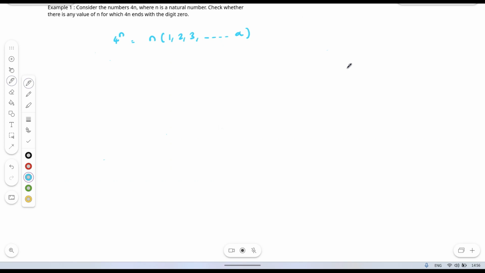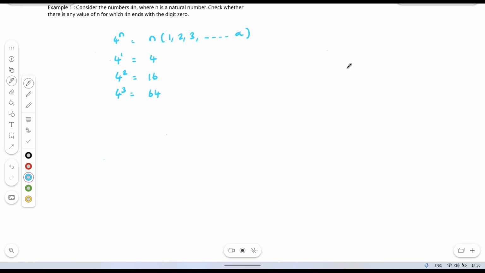Now they are asking for what value of n the result will end with the digit 0. For example, when you put n is equal to 1, 4 power 1 gives 4. The ending digit is not 0, it's 4. When n is equal to 2, 4 square is 16. When n is equal to 3, 4 into 4 into 4 is 64.